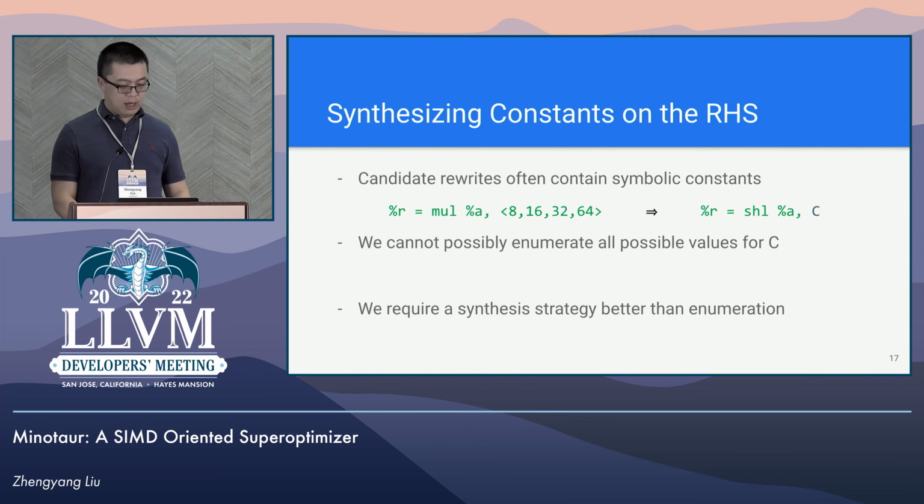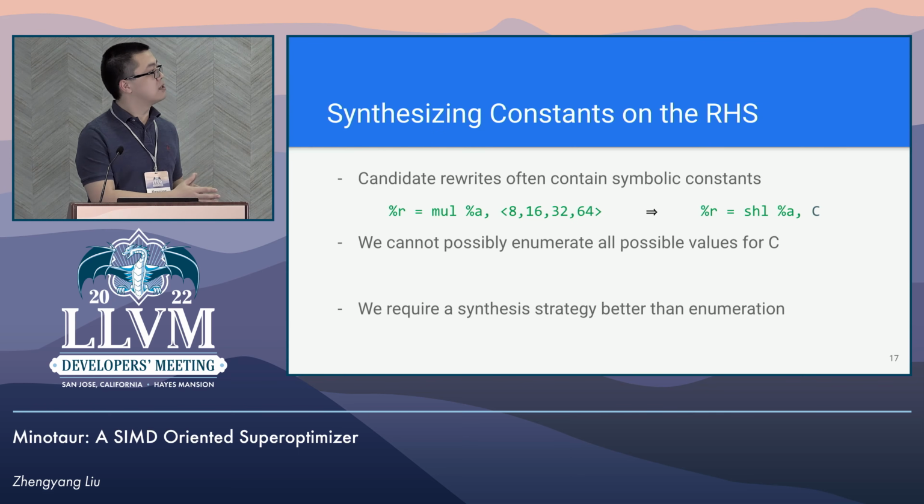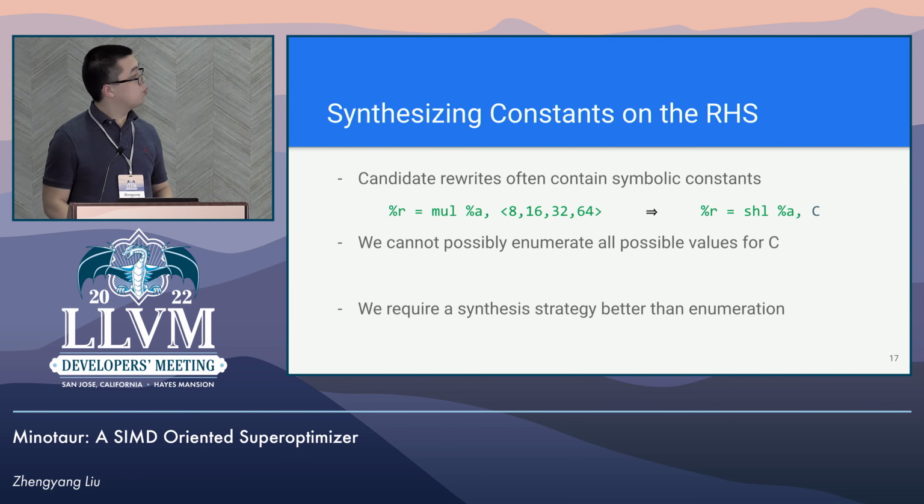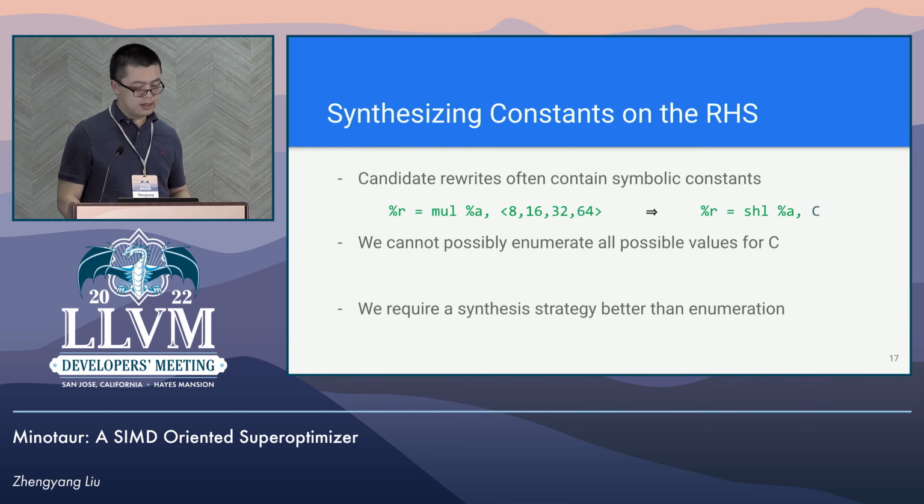So here you may ask, how does it handle a new instruction that has an immediate constant in the right-hand side? For example, consider this rewrite. Assume the enumerator generates a right-hand side which has a shift left operation. What constant should we put for that C? Should we explicitly enumerate all the possible values for that C? The answer is that would be stupid. In our work, we rely on SMT solving to synthesize those immediate constants in the right-hand side.